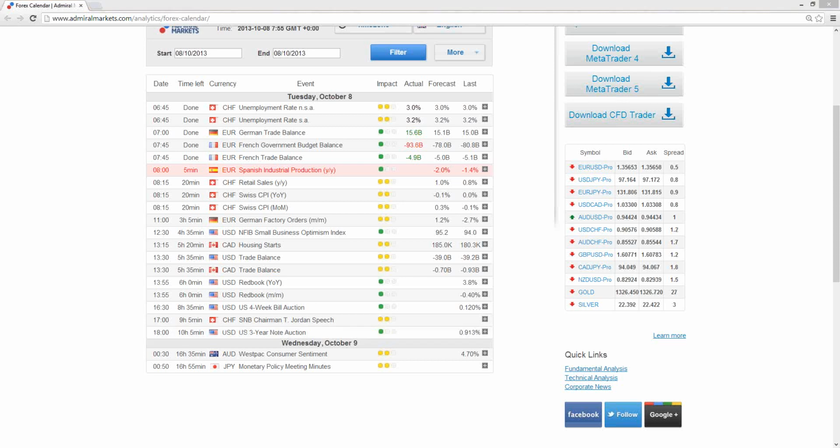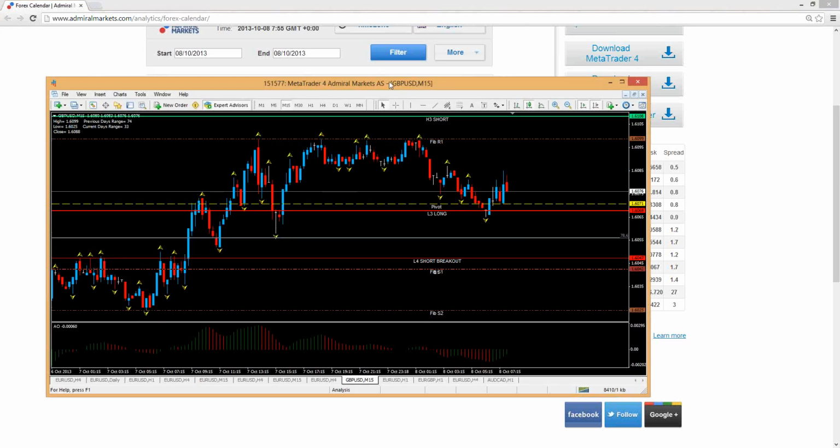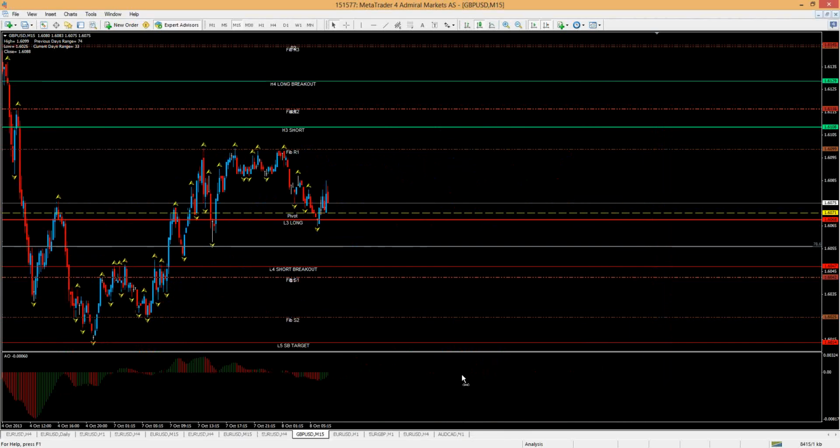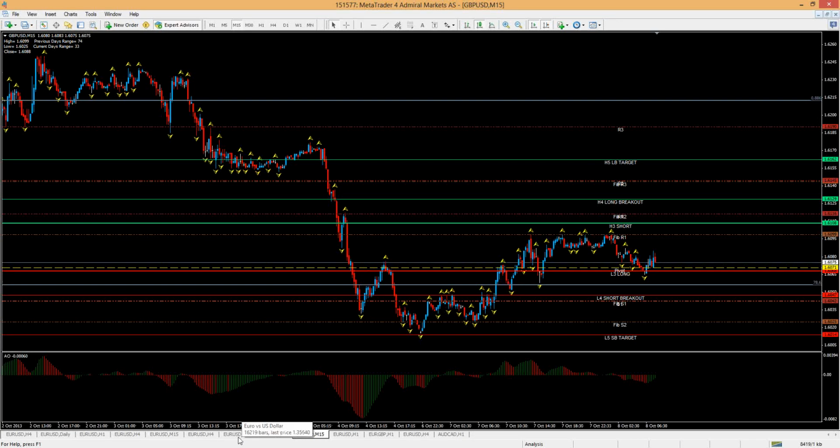So with that said, let's move over to the charts and take a look. I've got some ideas for trades today, specifically on pound-aussie, euro-pound, dollar-yen, and aussie-dollar. So let's take a quick look at our euro-pound.